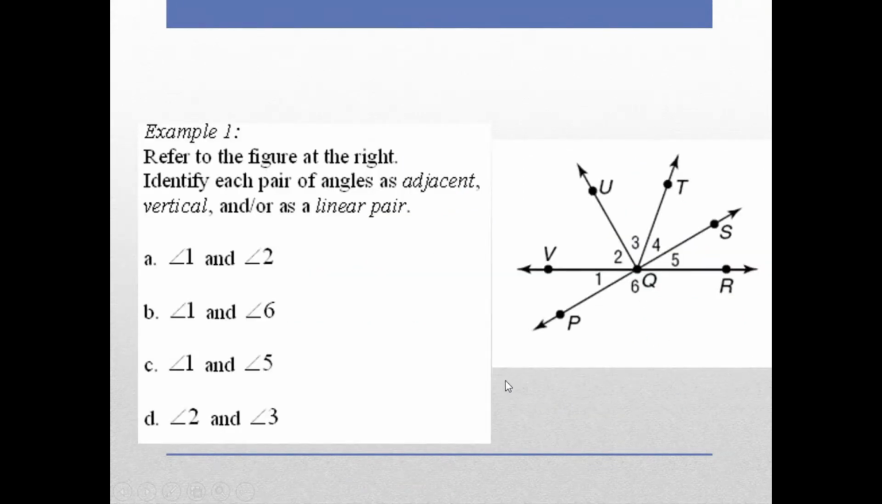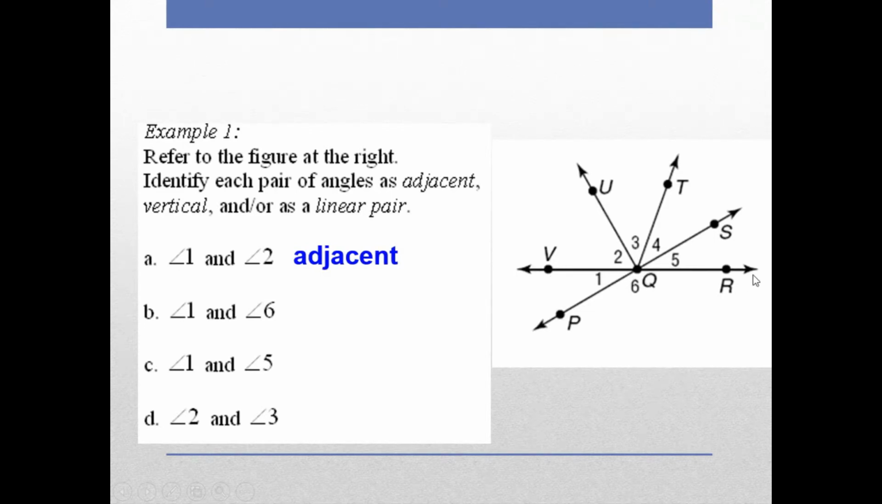So first thing you're going to be doing with this is looking at an image and just figuring out what is the relationship between a couple of angles. So when I look at angles 1 and 2, they're next to each other, but they're not on a straight line. There's not a right angle mark here. So these are just adjacent angles. They're just sharing that side.